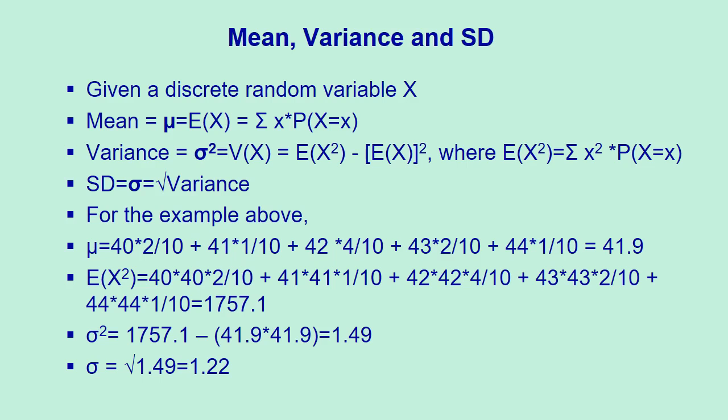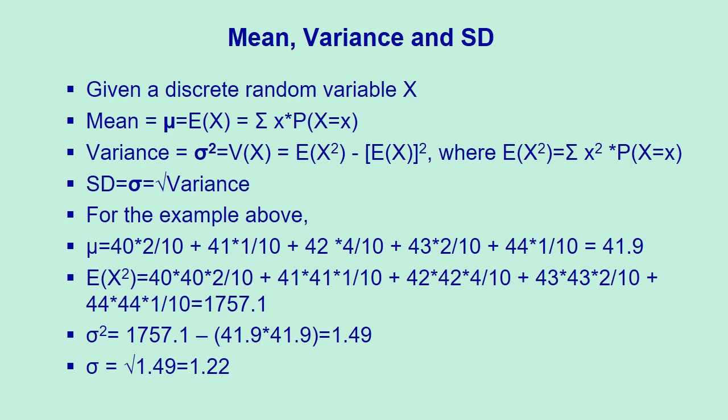To get the variance, which is denoted by sigma squared, is equal to V of x, which represents variance of x, is equal to expected value of x squared minus expected value of x, squared, where expected value of x squared is a value squared multiplied by its probability and then taking the sum represented by sigma. Then to get the population standard deviation, we simply calculate the square root of the variance.